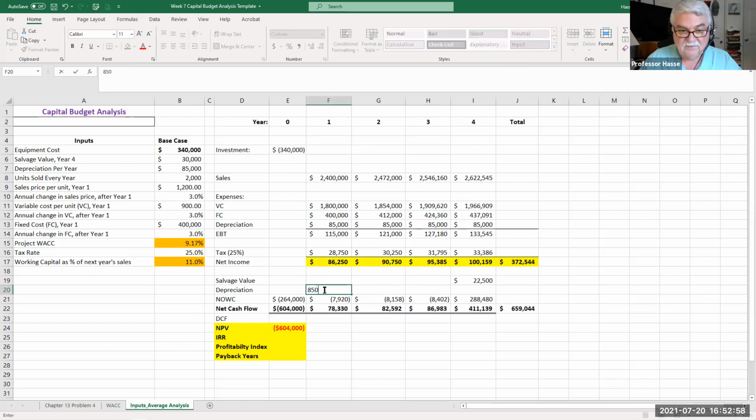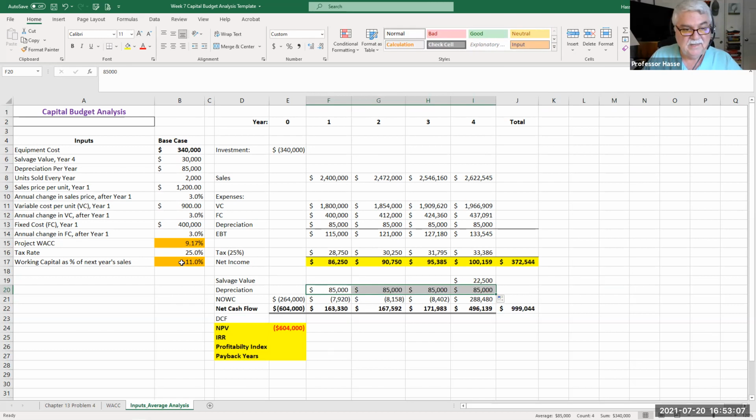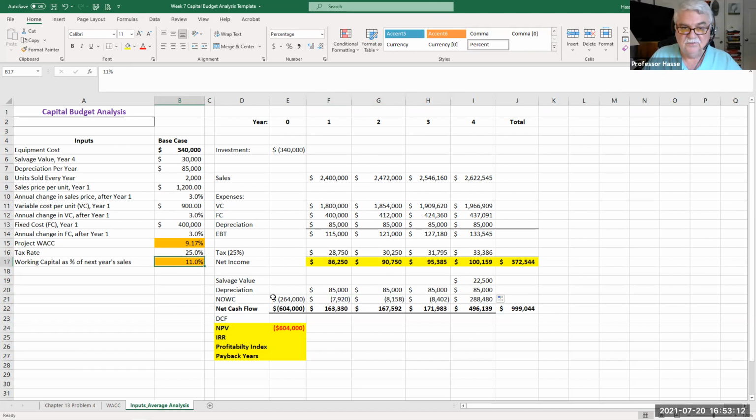Let's add back in our depreciation. The $85,000 is a non-cash expense, so we're going to add that back in as positive cash flow every year for 4 years. And then we have our working capital. We talked about this last week, 11% of next year's sales. So 11% of 2.4 million is negative $264,000 of working capital. And that's going to be adjusted every year as the revenue goes up. And then we add it all back in by taking 11% of year 4 and adding that as positive cash flow.